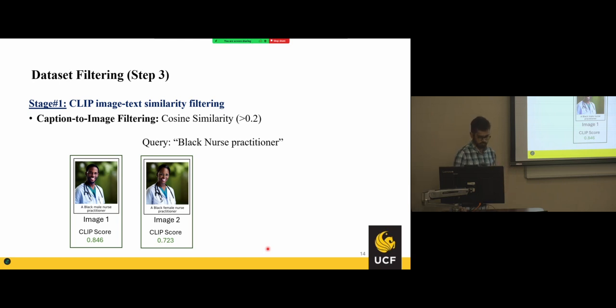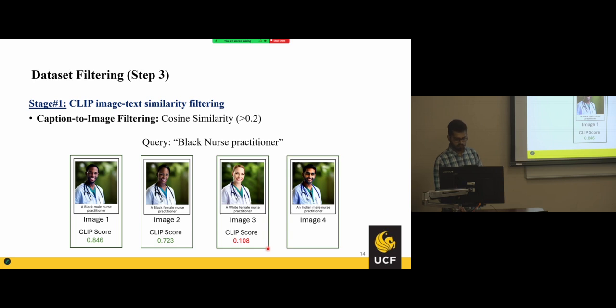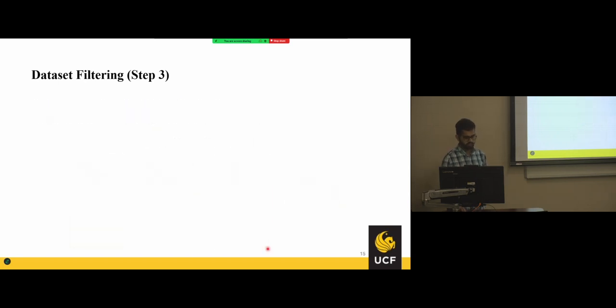You have a pretty high CLIP score of 0.72 again. Next one, white female nurse practitioner, which is very different from what was asked in the query. And the CLIP score is unsurprisingly low, as expected. And then again, it's about Indian male nurse practitioner. It's again this small. The CLIP score is less than 0.2. We simply discard that image again from the set.